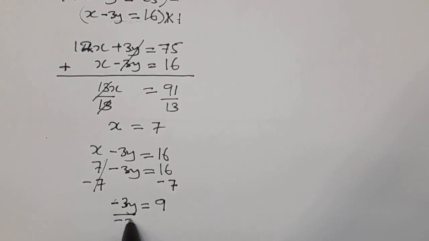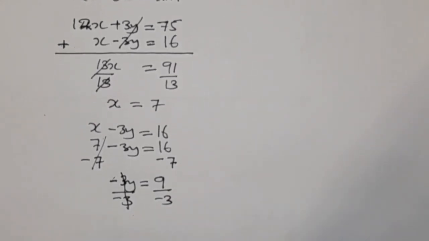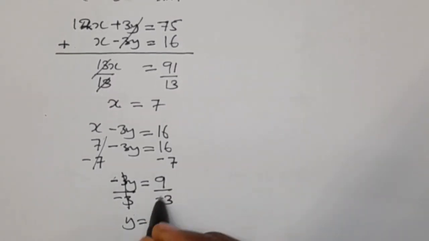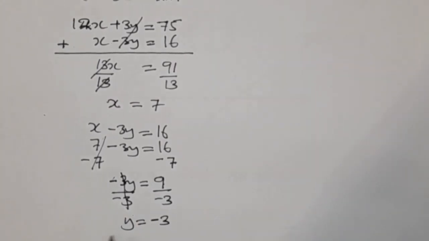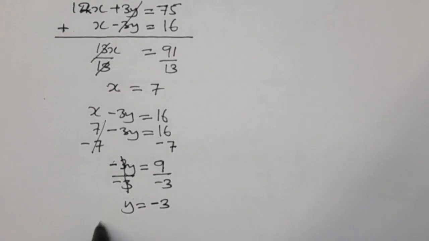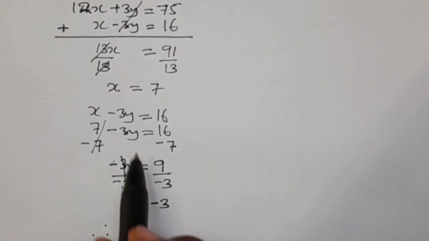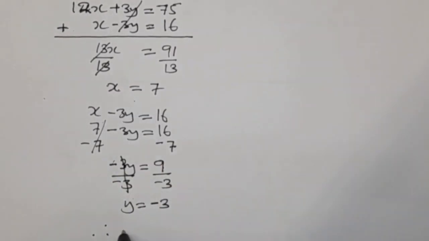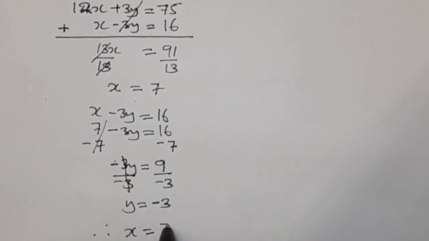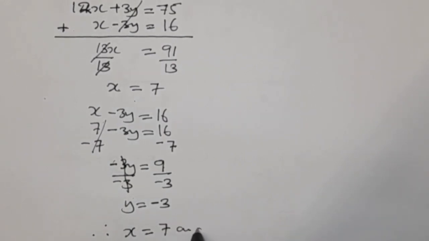So dividing by negative 3, we have y is equal to 9 divided by negative 3, which is negative 3. So we can now conclude and say, therefore, x is equal to 7 and y is equal to negative 3.